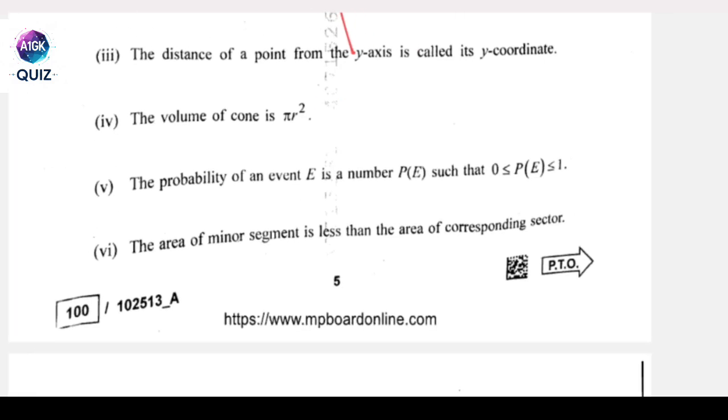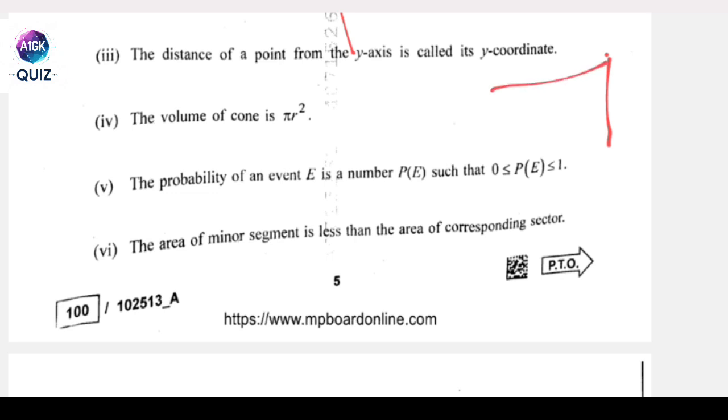First, the areas of similar triangles are always equal, that is false. The areas of similar triangles are not equal because the ratios of their sides are in proportion. Second, 1, 2, 1, 3 is not an AP. It is true because the common differences are not the same. The distance of a point from the y-axis is called the y-coordinate.